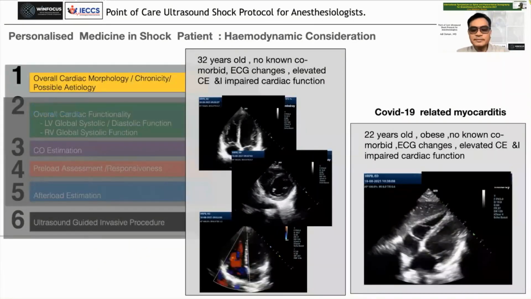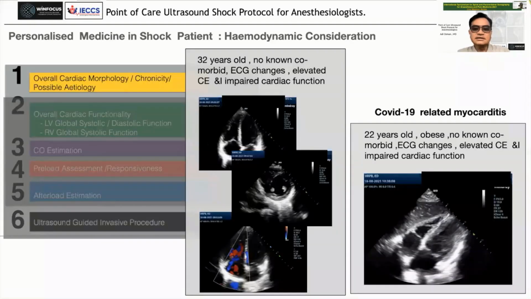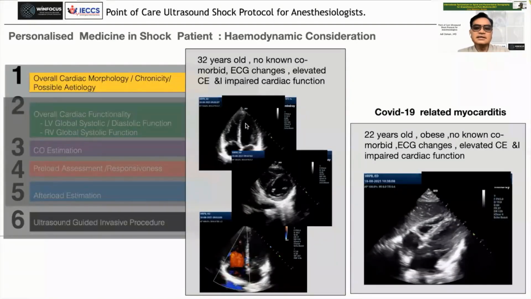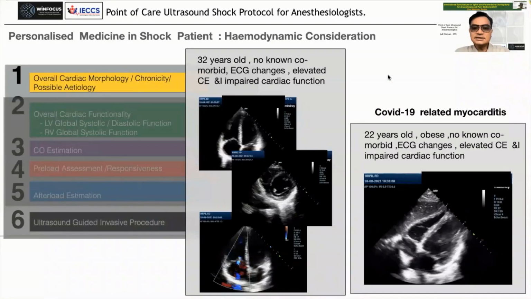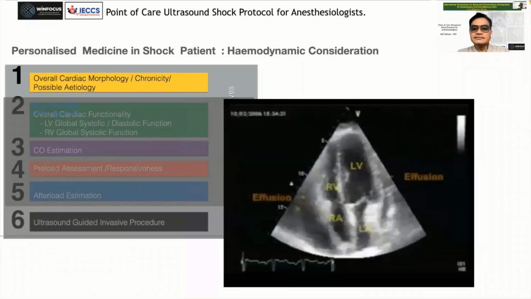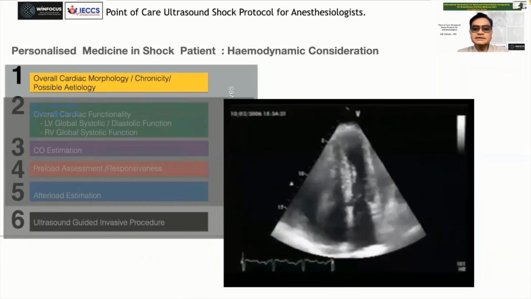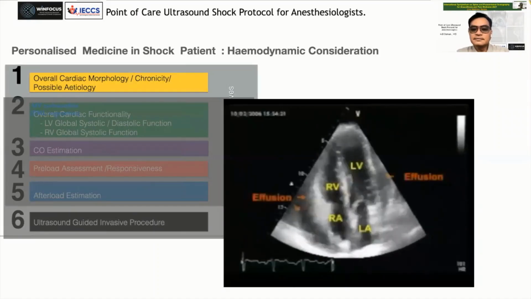These are two young patients that presented to us, both with COVID-19 related myocarditis, and you can see there is a reduction in systolic and diastolic function. Similarly, you can see hyperechogenicity in terms of echogenicity, and because of the ECG changes, elevated cardiac enzymes, and impaired cardiac function, we came up with the diagnosis of COVID-19 related myocarditis. This is another patient that presented to us in septic shock with a pericardial effusion. In this patient, there is cardiac tamponade.